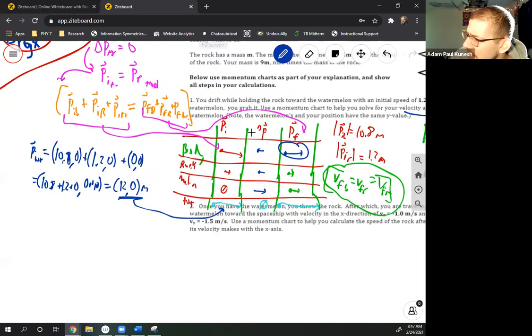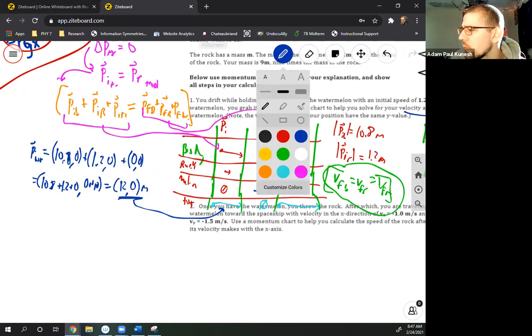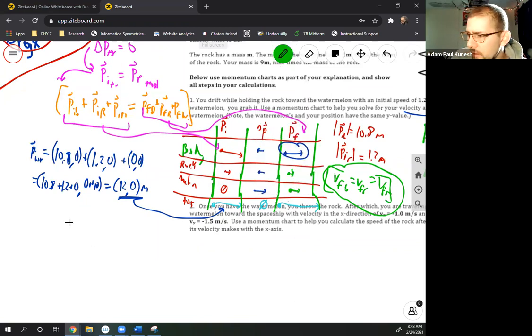Okay, so I've got my initial momentum. That's going to be the same as my final total momentum. Boom. So let's talk about that final total momentum on the right side, which I'm going to write in green for color coding's sake. So P final total has got to be the same as P initial total.